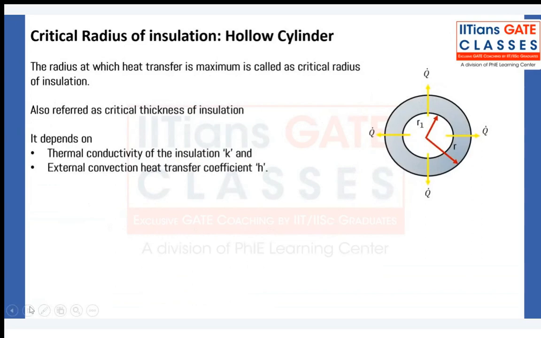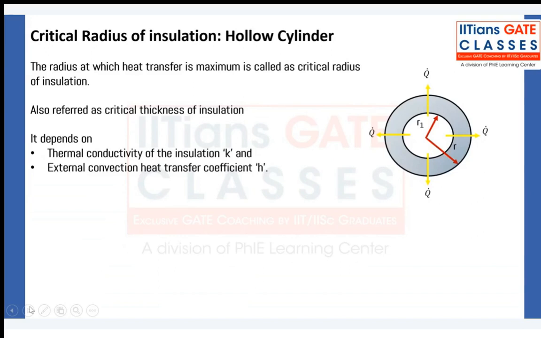Now there is a concept called critical radius of insulation. It is also called critical thickness of insulation sometimes. Okay. Now, what does it mean? It means the thickness or the radius at which heat transfer is maximum. The radius at which heat transfer is maximum is called the critical thickness. Okay. Now, why do we need this concept?